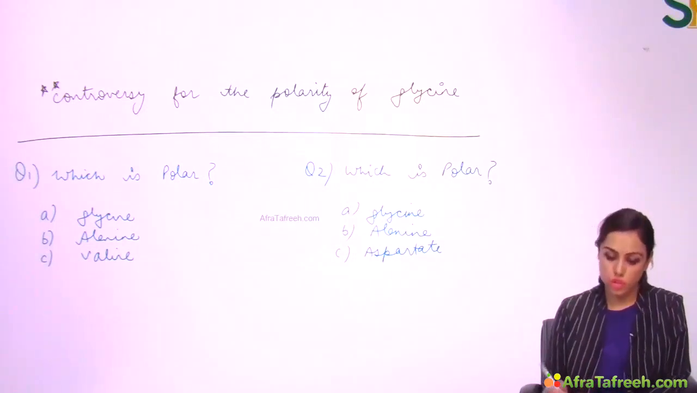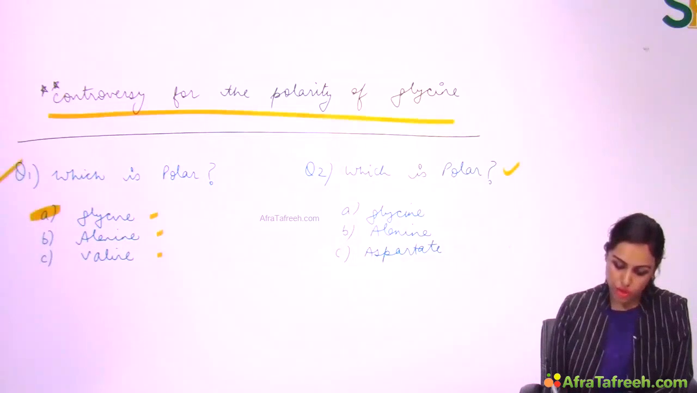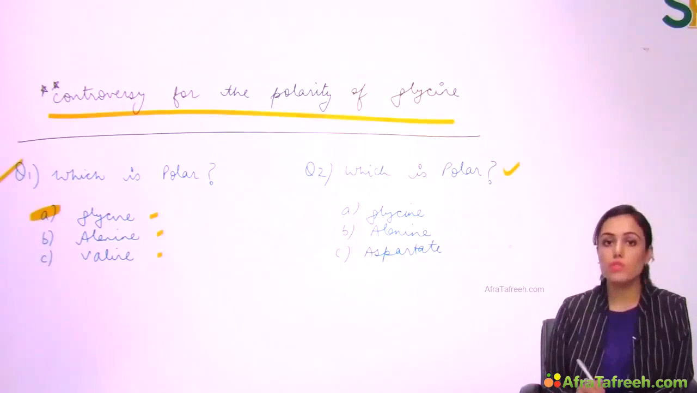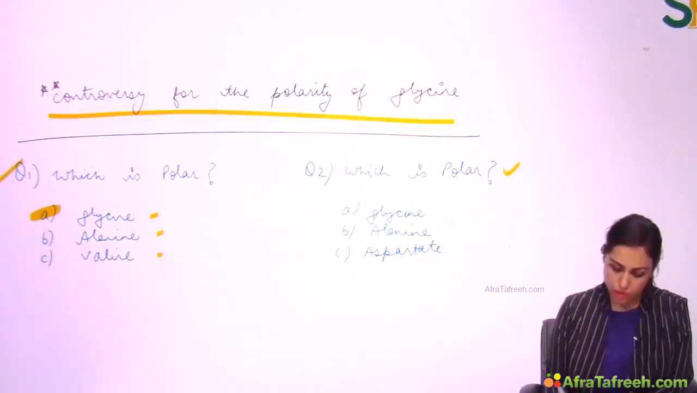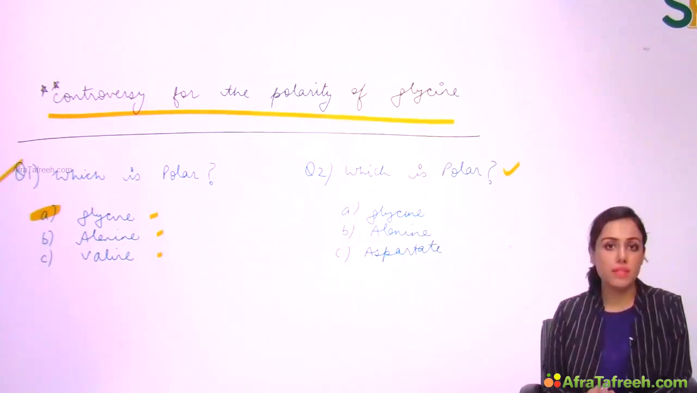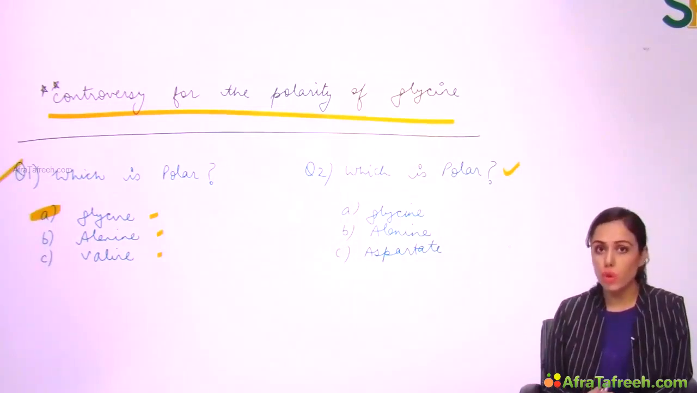Now see the second question, which is polar. Options given are glycine, alanine and aspartate. You know aspartate is negatively charged, so very clear aspartate is polar here. So now you will mark aspartate, now you will not mark glycine. So according to the question you will solve.